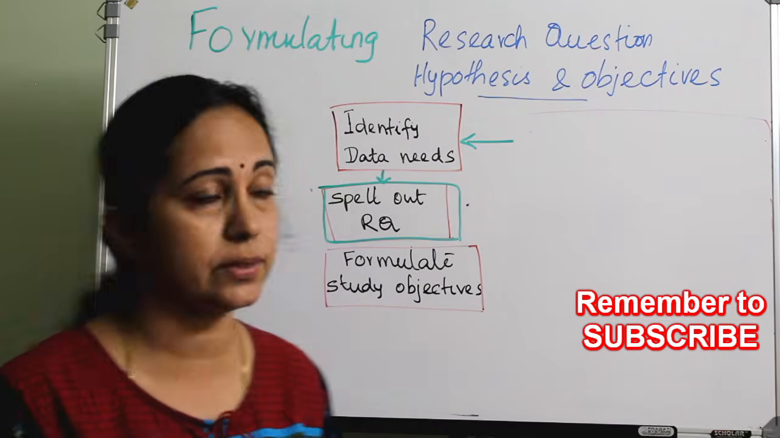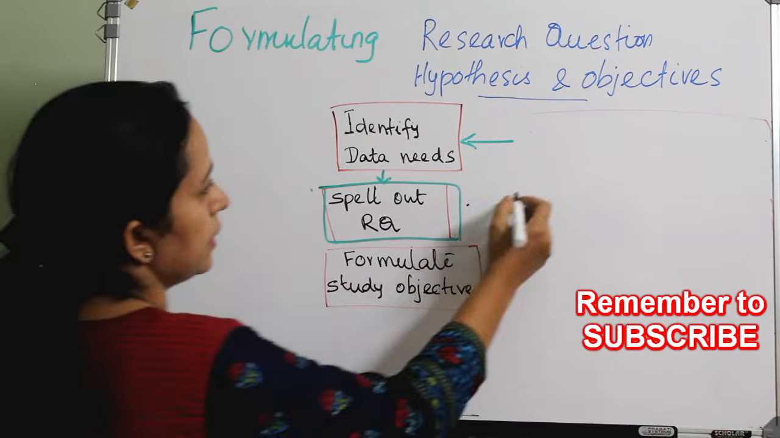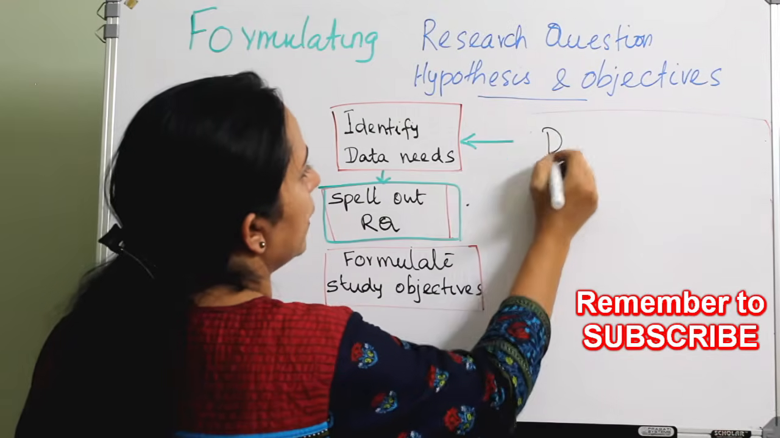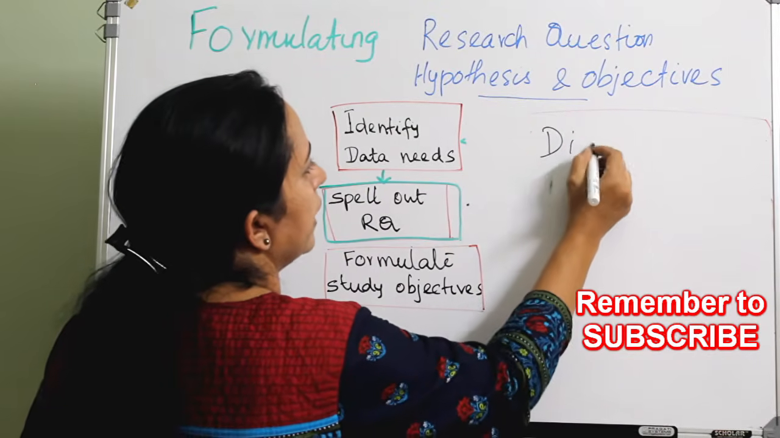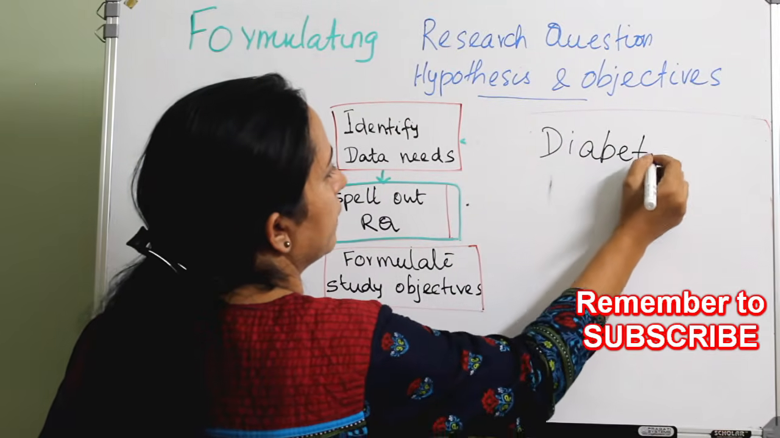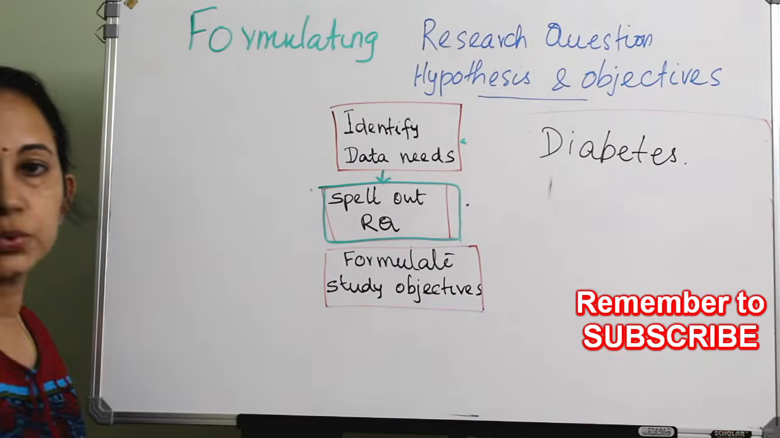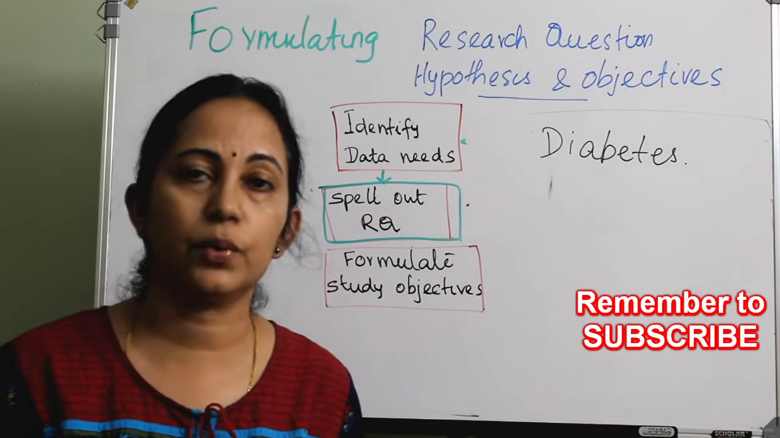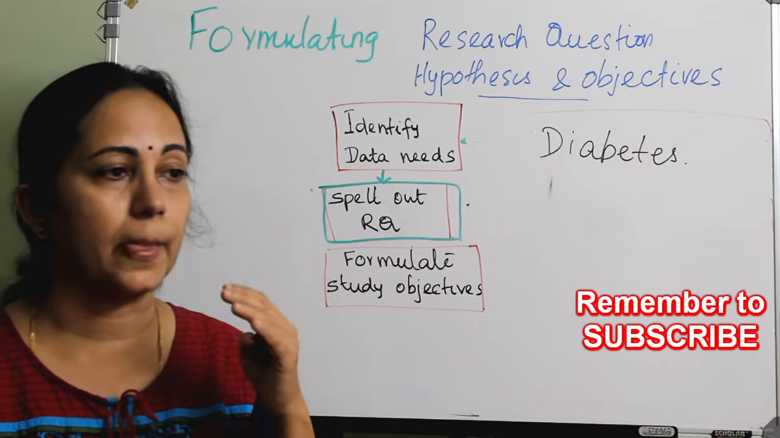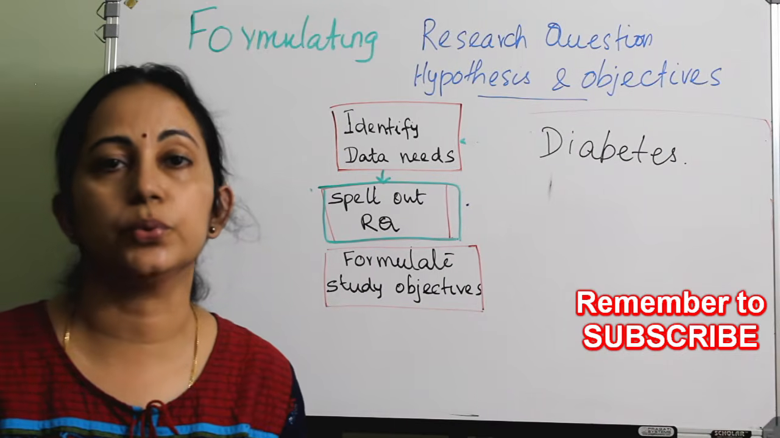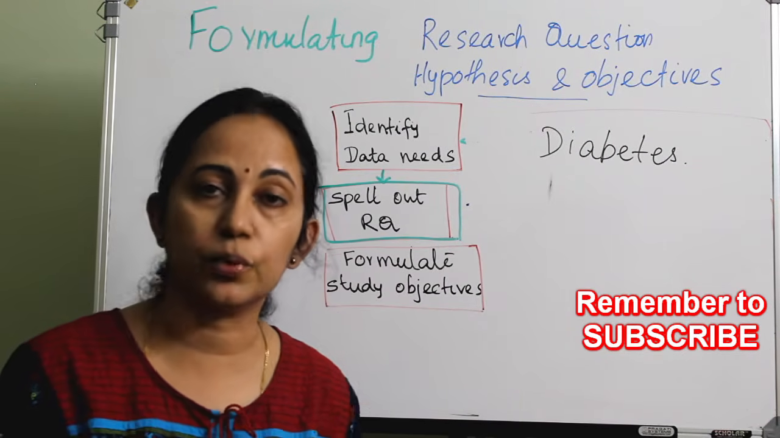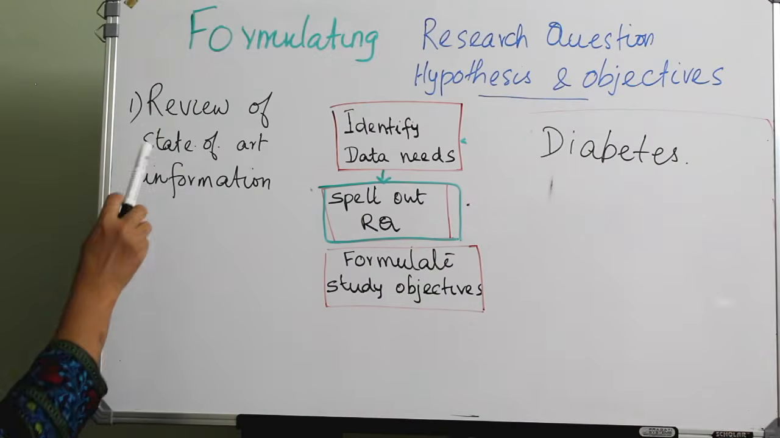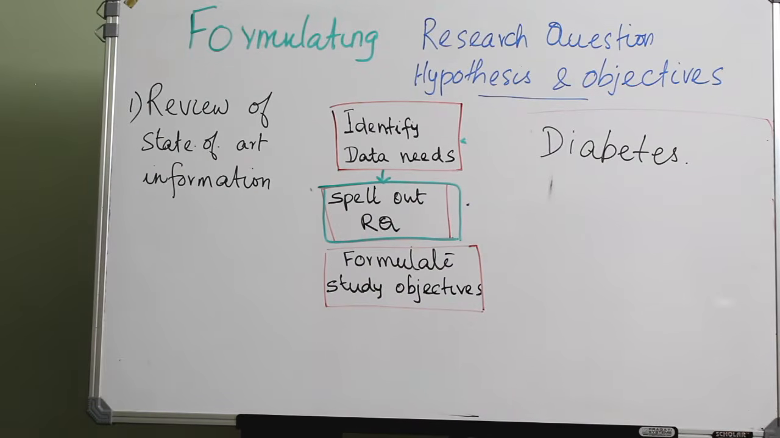So what is the first step? First I want to do something about diabetes. So the first step is literature review. I want to go through the state-of-the-art information about diabetes. The first step is review of state-of-the-art information.